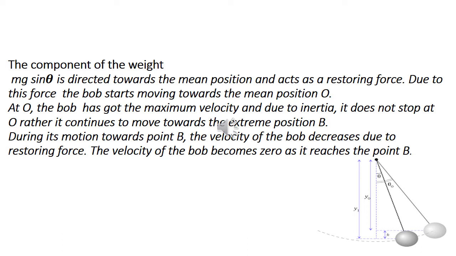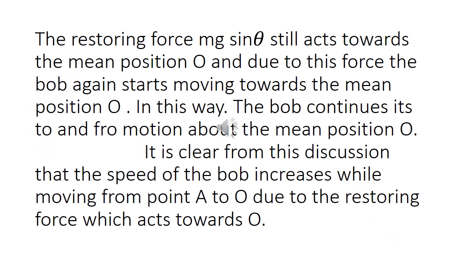During its motion towards point B, the velocity of the bob decreases due to the restoring force. The velocity of the bob becomes zero as it reaches point B. The restoring force mg sin theta still acts towards the mean position O, and due to this force the bob again starts moving towards the mean position O. In this way, the bob continues its to and fro motion about the mean position O.